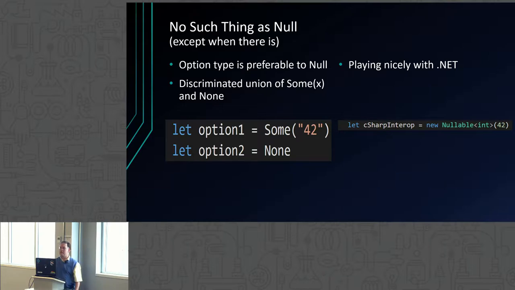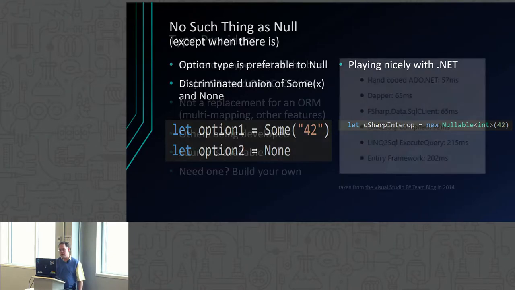There's no nulls in functional except where there are. Option type is vastly preferable to null. You say you have some string or some number, or you have none. This lets you handle things a little bit more gracefully than the ever-present null reference exception. Who hasn't ever seen one of those developing object-oriented? In order to play nicely with .NET, again, functional first, but we can instantiate a nullable and pass to a library or expose this in an API if we have to let C# or another language call into our F#.